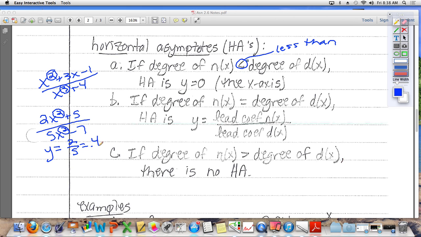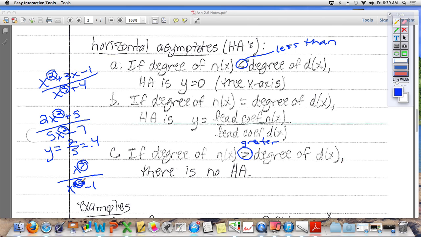If the degree of the numerator, though, is greater than the degree of the denominator, then there's going to be no horizontal asymptote at all. So in a situation like that, you would have maybe x cubed over, let's say, x squared minus 1. If that's the situation, the degree of the numerator is 3, the degree of the denominator is 2, then there's not going to be a horizontal asymptote. Are you okay with that?